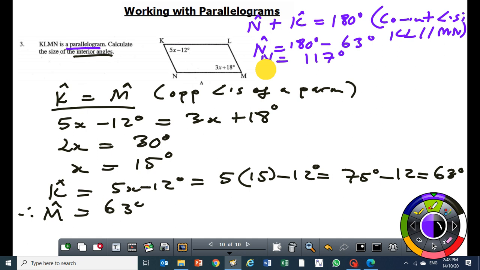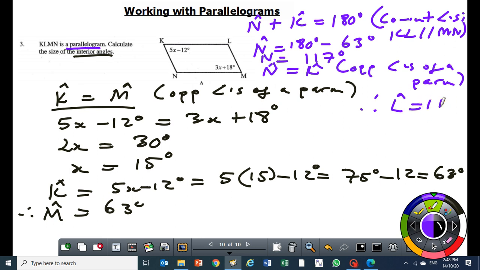Okay? Now, angle N is equal to angle L, because they are opposite angles of a parallelogram. Therefore, angle L is also 117 degrees. Then we are done. Okay, so we've got that answer. We also have here the value of K and that value of M. Okay, so I use the properties of parallelograms together with the geometry of straight lines, that is parallel lines, to do the question. And then you are done.